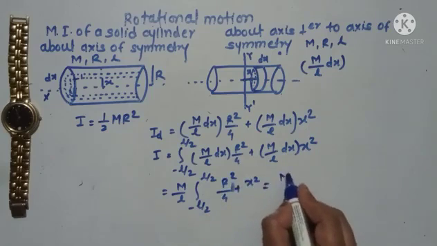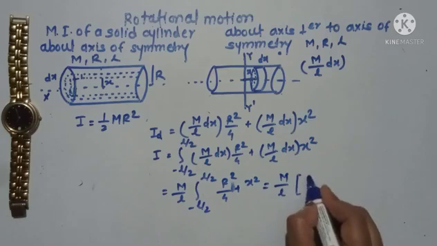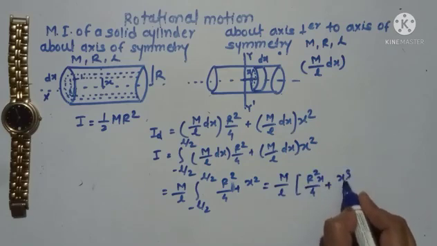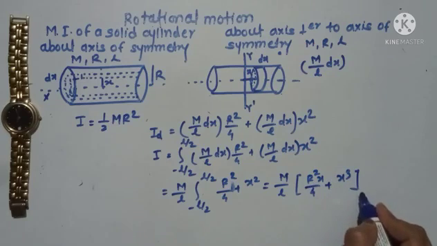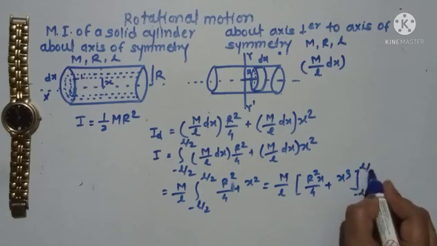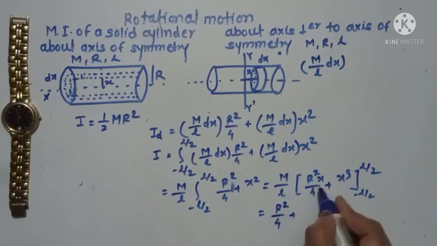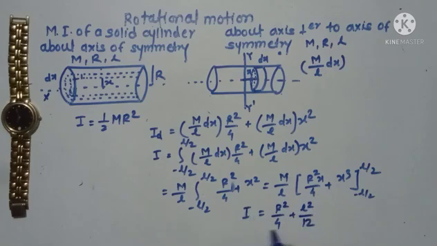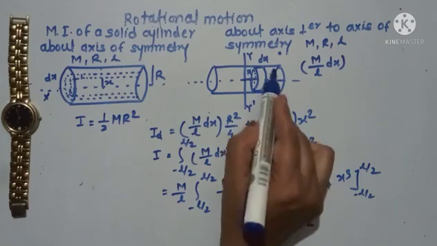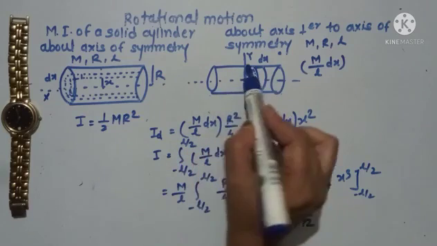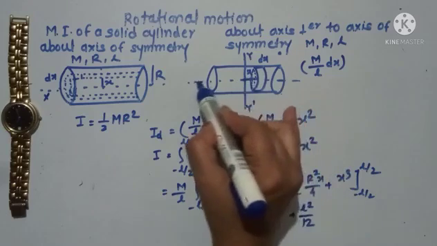So it will give me m upon l r square x upon 4 plus x cube upon 3, from minus l by 2 to plus l by 2. And if we solve this, you are going to get, so this r square upon 4, l will get cancelled, and l cube upon this l, it will be l square upon this 12. This is the moment of inertia of this whole solid cylinder about the axis perpendicular to the axis of symmetry.